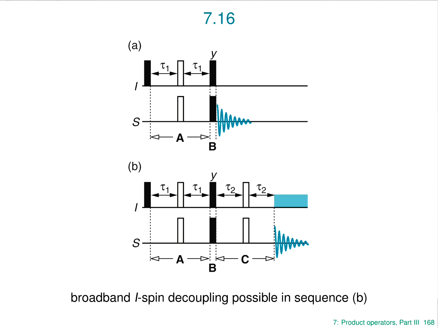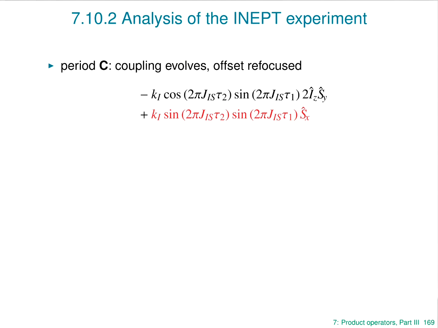So let's complete the analysis now. During period C, we start out with this 2IzSy term, and again the coupling evolves for the total time 2 tau 2, and we just forget about the offset. So we get this in-phase term Sx, and of course that's the term we want, because that's the term that we can observe under decoupling conditions.